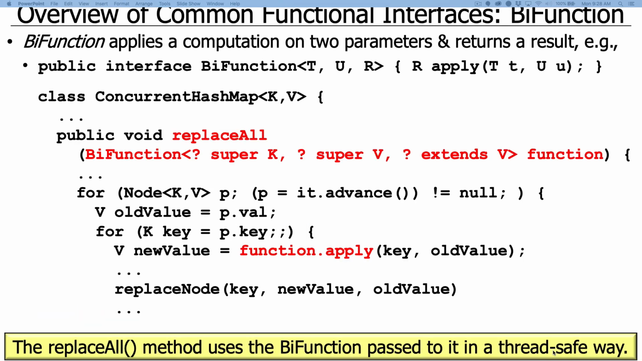Here's what replaceAll looks like. As you can see, it's passed a BiFunction, which oddly enough is called function. It should be called BiFunction, but the parameter is called function, but it's a BiFunction. And you can see it's going to iterate through the map. As it goes through the map, it's going to apply the BiFunction with the current key and the old value. It's going to create the new value, and it's going to replace the old value with the new value.